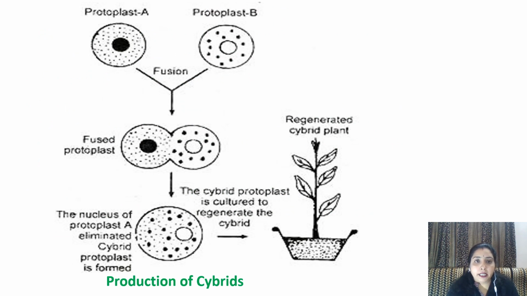This one is plant A. This one is the protoplast of plant B. Fusion will induce fused protoplast. Here the nucleus is inactive. The nucleus of protoplast A is eliminated and a cybrid is formed. The hybrid protoplast is cultured and forms a new plant. This is the regenerated hybrid plant.